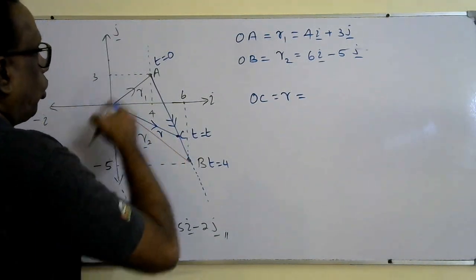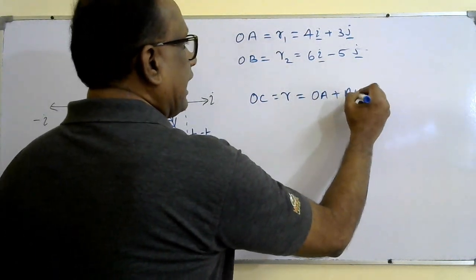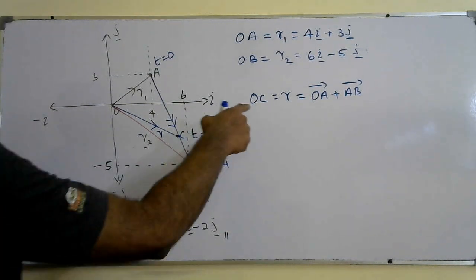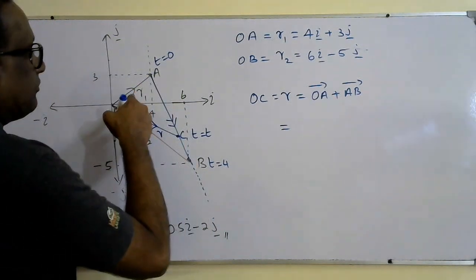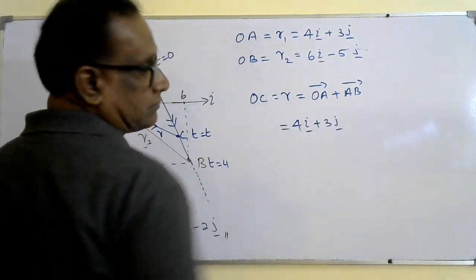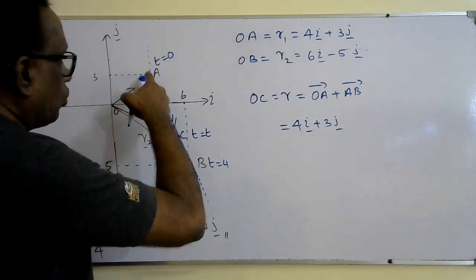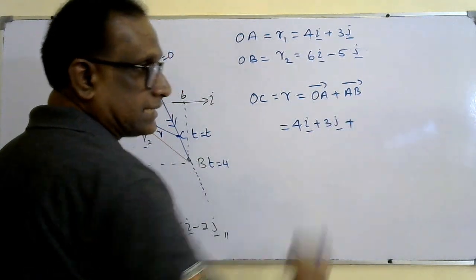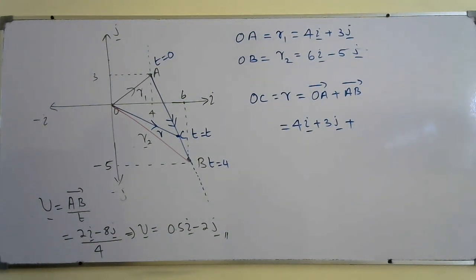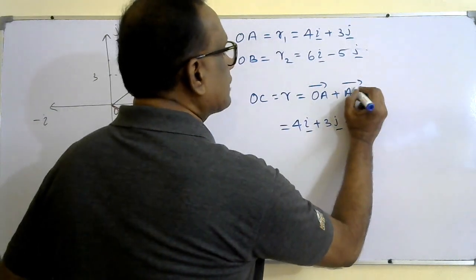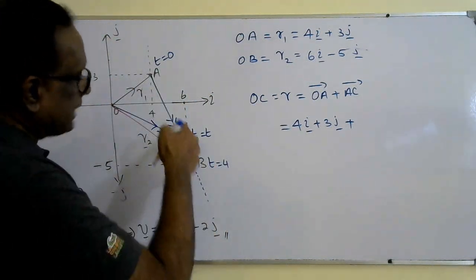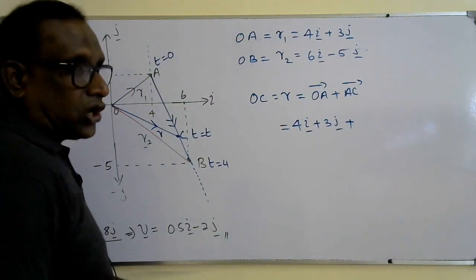OC, that is R, is going to be OA plus AB. OA, we know, that is the position vector of A, that is 4i plus 3j. Initially it was there. Then plus AB. Sorry, there's a mistake I made. It is OC equals OA plus AC. Sorry, AC I need to find. Not AB, AC. AC means velocity into the time.